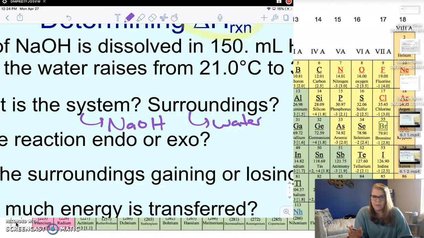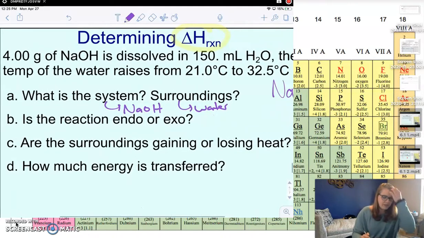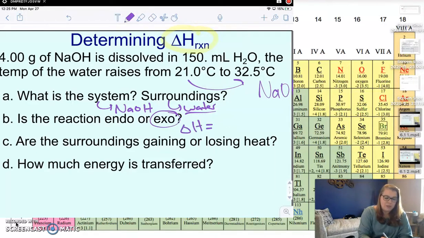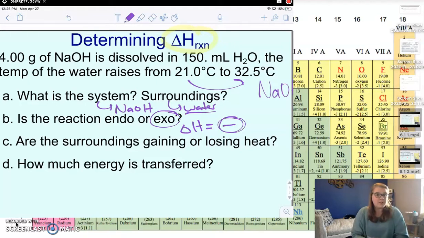So this will be key here coming up in just a sec. Is this reaction endothermic or exothermic? Well, let's look at the data here. It looks like the temperature of the water was raised. So the temperature of the water went up. We just said that the water was the surroundings. So if the surroundings are getting hotter, if the temperature is going up, we're going from system to surroundings. So that means energy is leaving the system. So this is going to be an exothermic reaction. And as you may remember, that means ΔH is going to be negative because energy was lost from the system. So again, are the surroundings gaining or losing heat? Gaining, kind of that same idea from above.